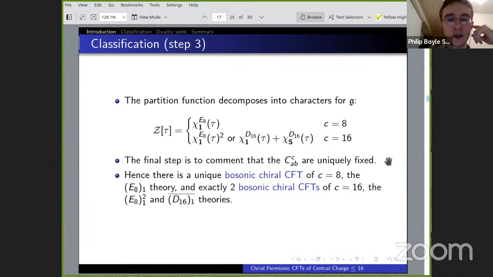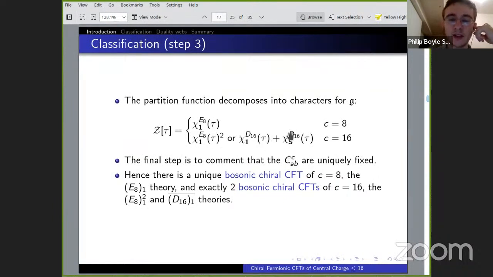Okay. So the final comment is to say that three-point functions are uniquely fixed. You see, the partition function on the torus only measures the conformal dimensions, but there's more to a CFT than conformal dimensions. The other data is the three-point functions. So we have to show that these are uniquely fixed to show the CFT is uniquely fixed. And the argument for this is very simple. If we're in the E8 case, there's only one character, so basically everything is completely determined by the currents algebra symmetry. Likewise, in the E8 cross E8 case.